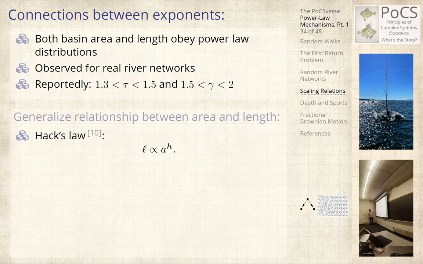This is Hack I mentioned. There's this famous paper by Hack, who noticed that the length scales as area to the H. And very early on in the course, we talked about scaling. The basic kind of scaling you'd expect for this would be a half, right? Because A to the half, this is the Buckingham Pi theorem in its simplest way, right? There's a length, and this is length squared. So to get the right units, you'd expect that.